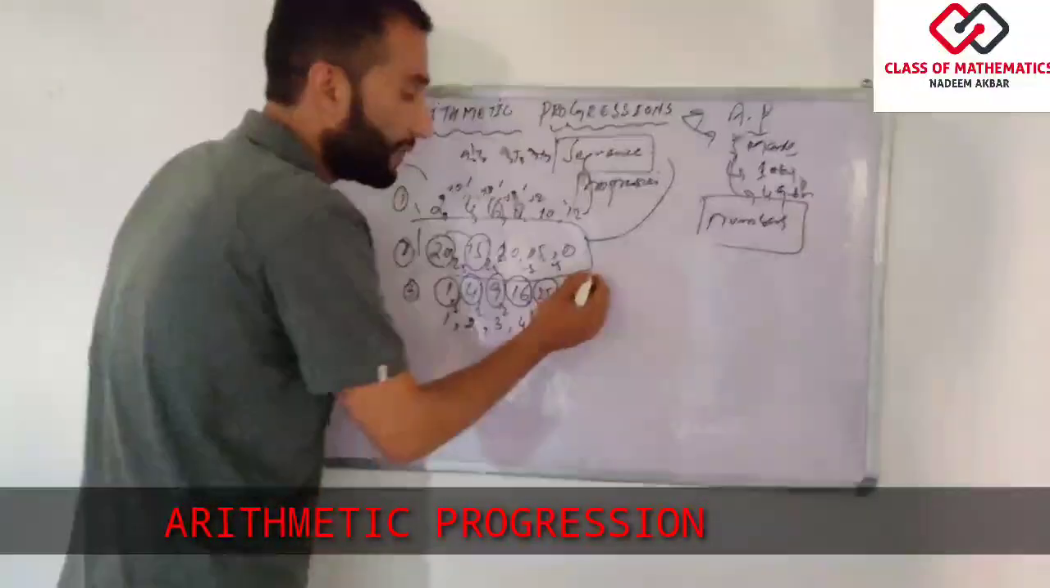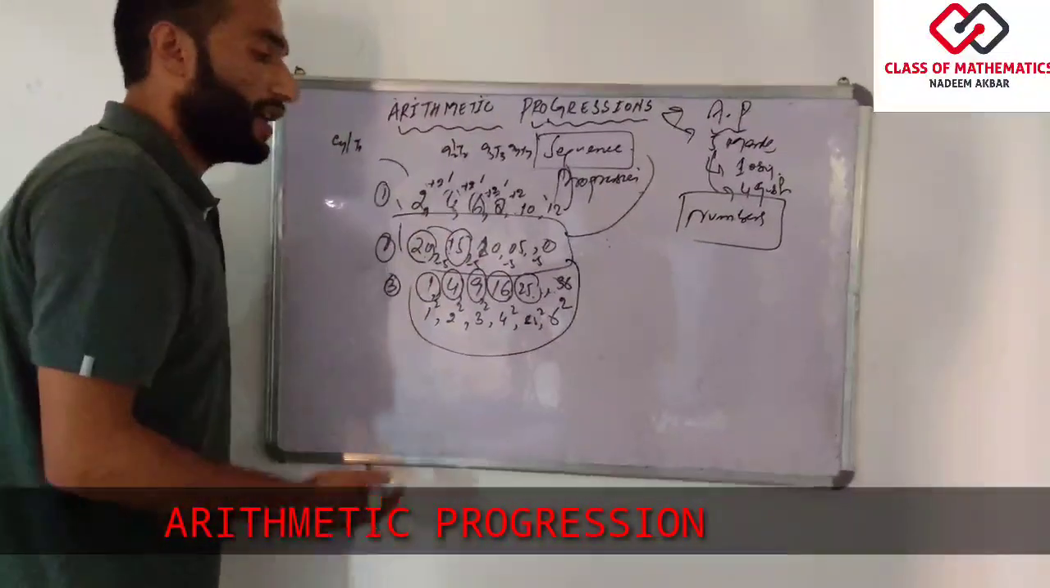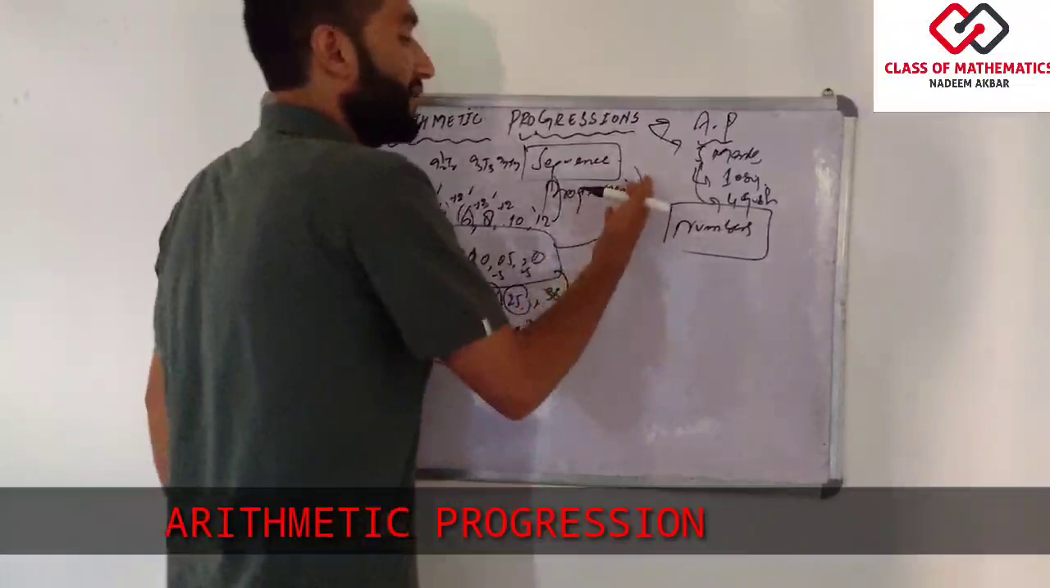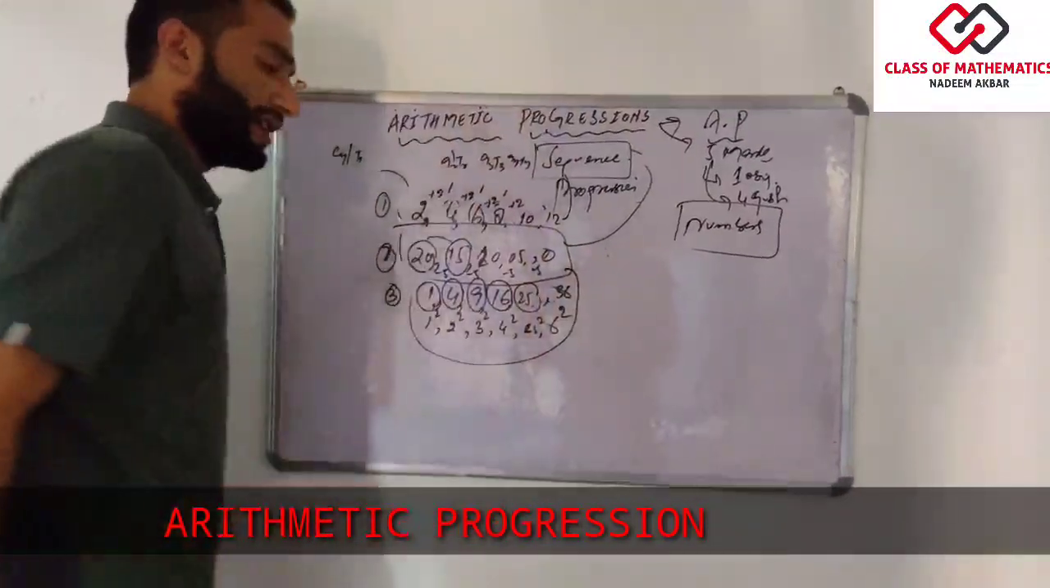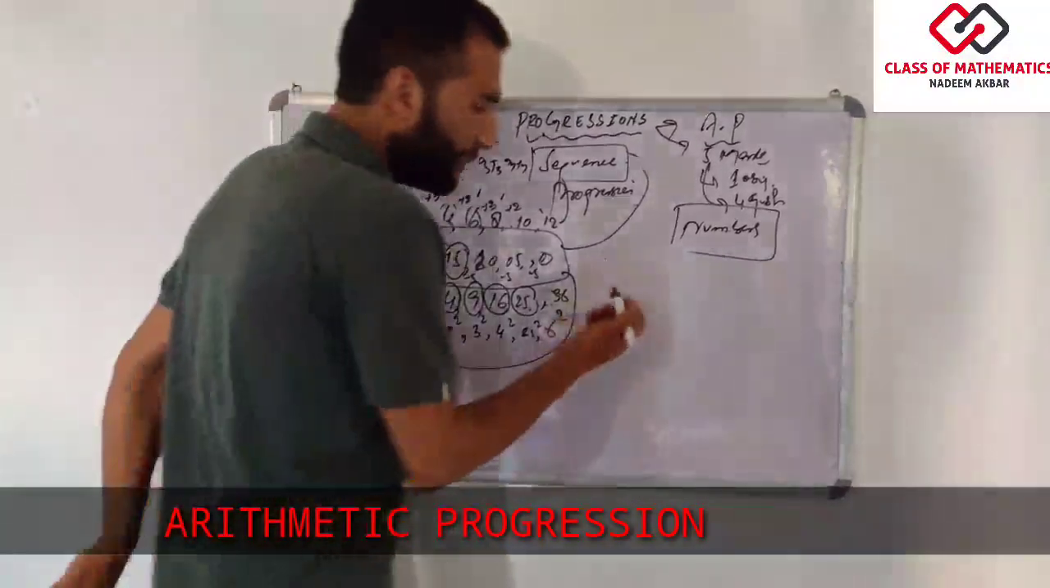So such list of numbers where we can predict, where we can suggest what will be the next term, such list of numbers are called as sequence. Let me take one more example.